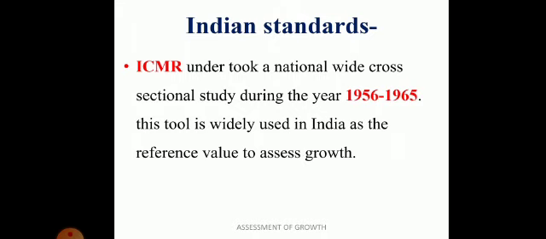For that, ICMR, the Indian Council of Medical Research, conducted a nationwide cross-sectional study, which continued for 10 years from 1956 to 1965, to establish all these normal values: what should be the Indian baby's normal height at a particular age, the weight at a particular age, the chest circumference of an Indian baby at a particular age, etc. So this data was prepared by the Indian Council of Medical Research during 1956 to 1965.